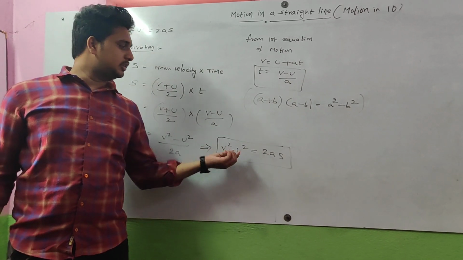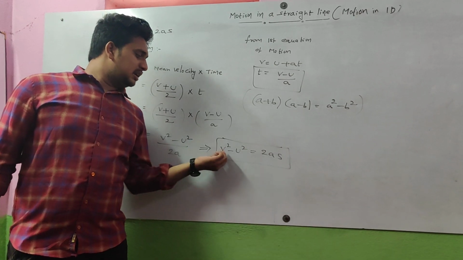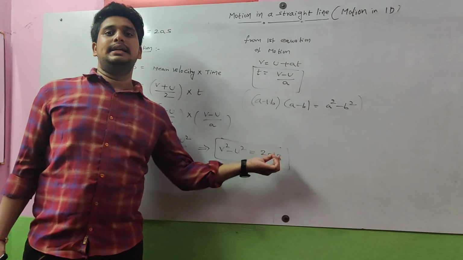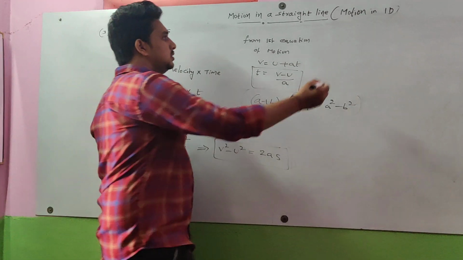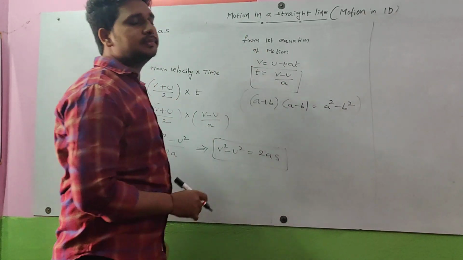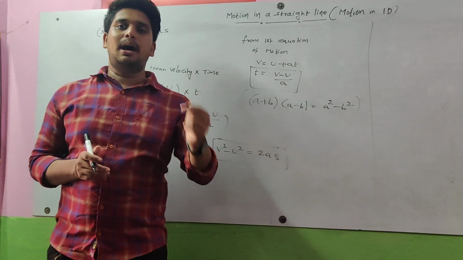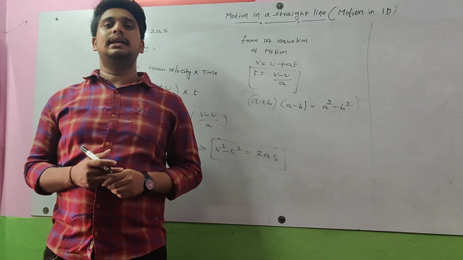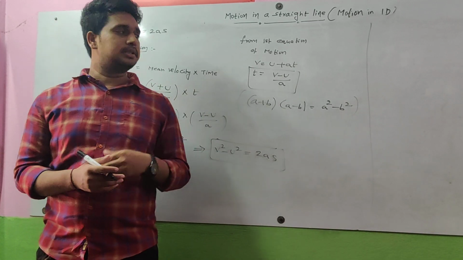So in this third equation, we have the final velocity, initial velocity, acceleration, and distance traveled by the body. Now we discuss this third equation. Now I am going to discuss one example problem based upon this equation, so that you get a clear idea about how problems are asked based upon this equation.